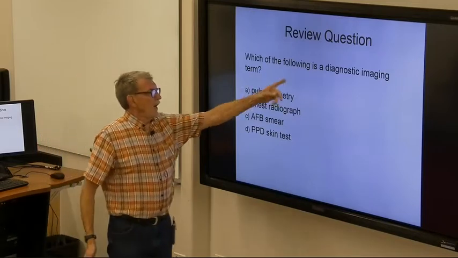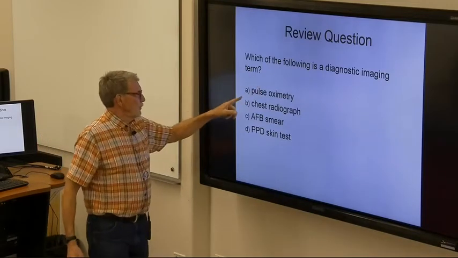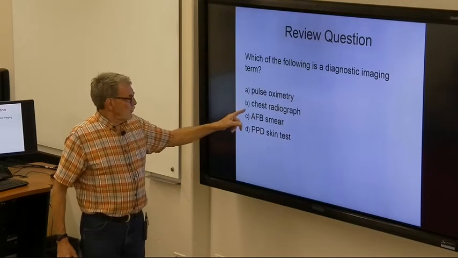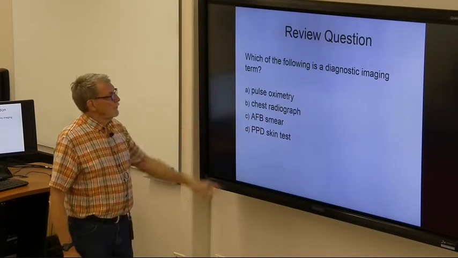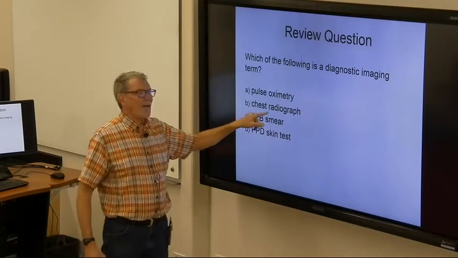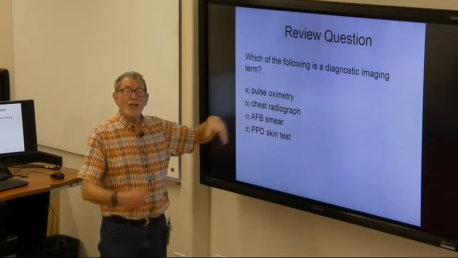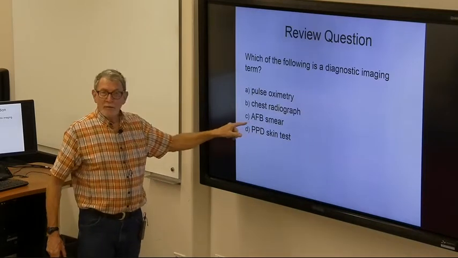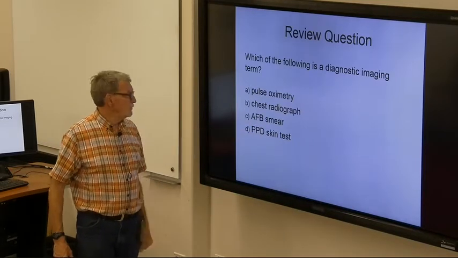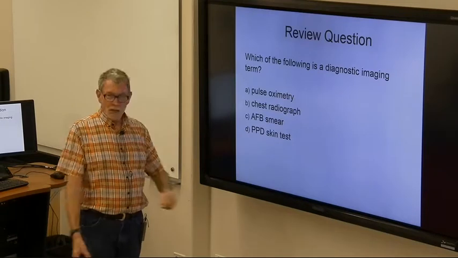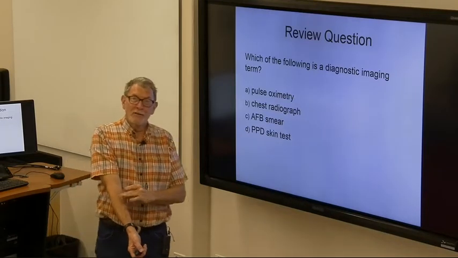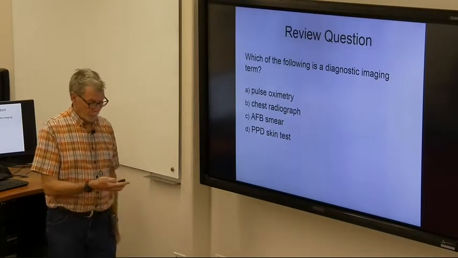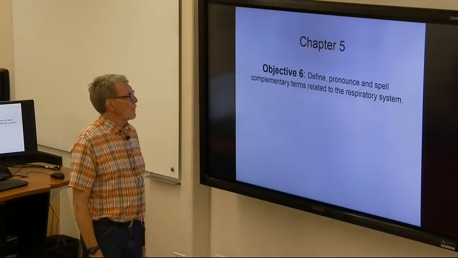Which is a diagnostic imaging term. Pulse oximetry doesn't produce an image. Chest radiograph, diagnostic imaging. Yeah, that's an X-ray. The X-rays produce the radiograph. This is a test for bacteria, and this is actually a test for a reaction to the tuberculosis test.